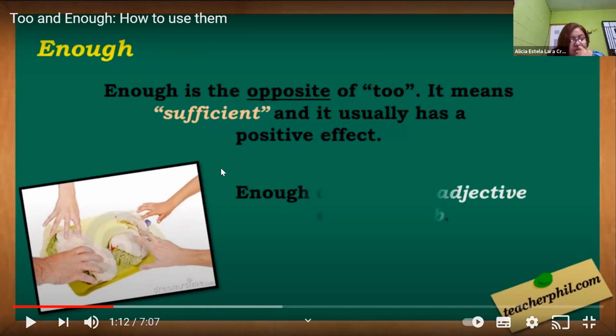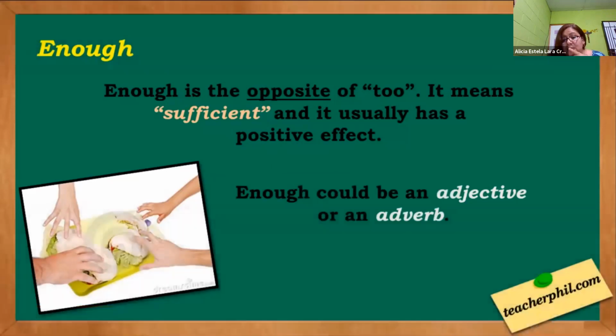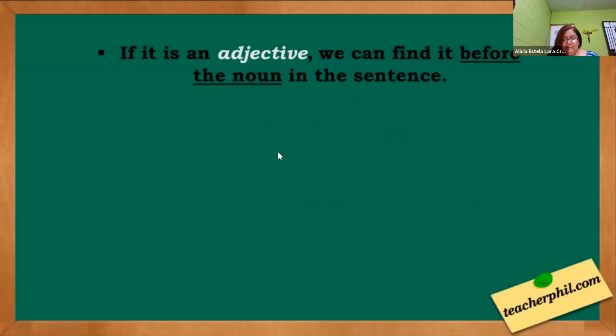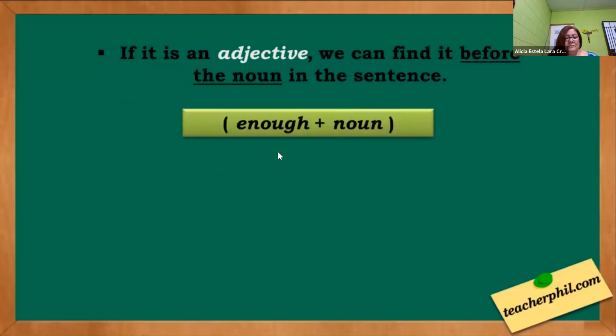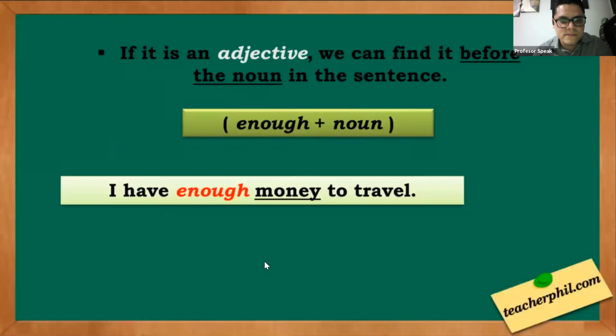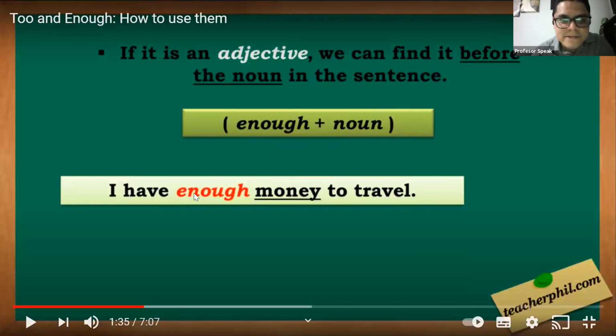Okay. Thanks. All right. Enough could be an adjective or an adverb. If it is an adjective, we can find it before the noun in the sentence. So we have enough plus the noun. Examples: I have enough money to travel. In this case, enough is an adjective.